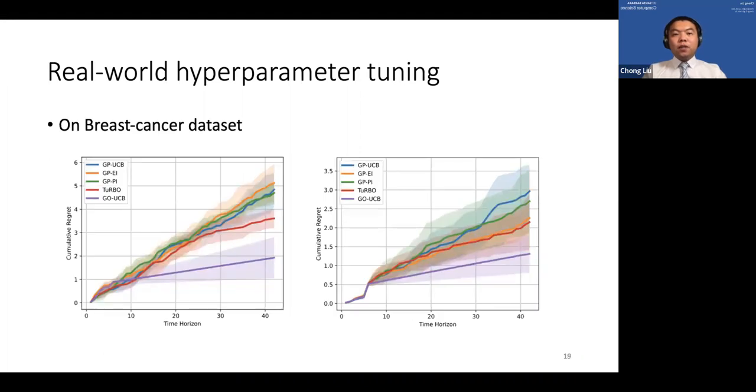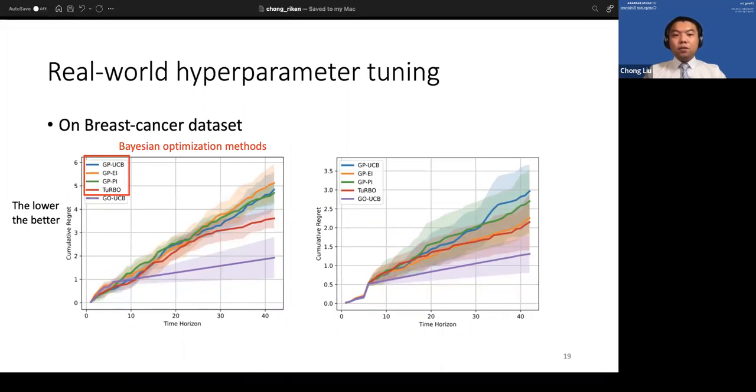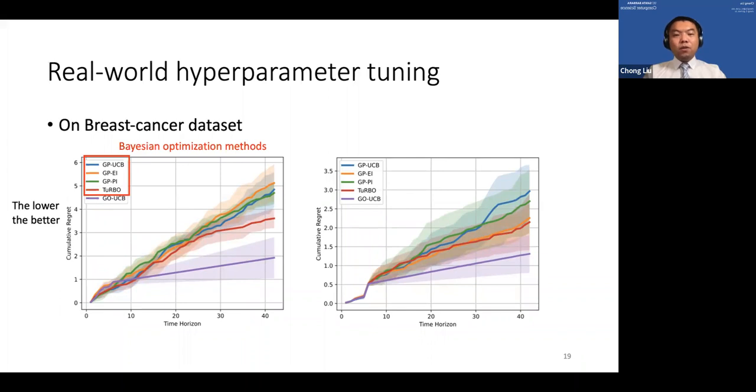And the result is quite exciting. Here, I'm doing the experiments on the breast cancer dataset, which is one of the UCI datasets. And also the x-axis here, that is the time horizon, and the y-axis here is cumulative regrets. Remember, the cumulative regrets is lower the better, and also the first four methods are the Bayesian optimization methods, and the last one, the purple line, that is my algorithm, that is GO-UCB. And we can see that in the first figure and also in the second figure, the GO-UCB is able to perform significantly better than the traditional Bayesian optimization methods by having the lowest cumulative regrets.